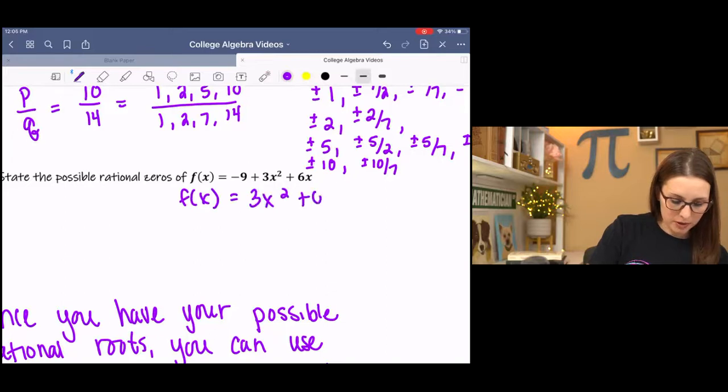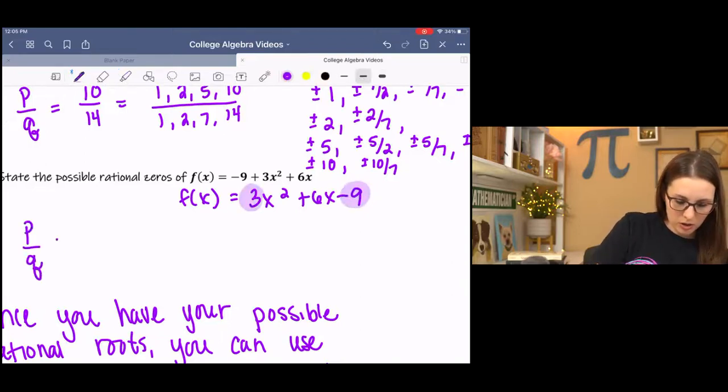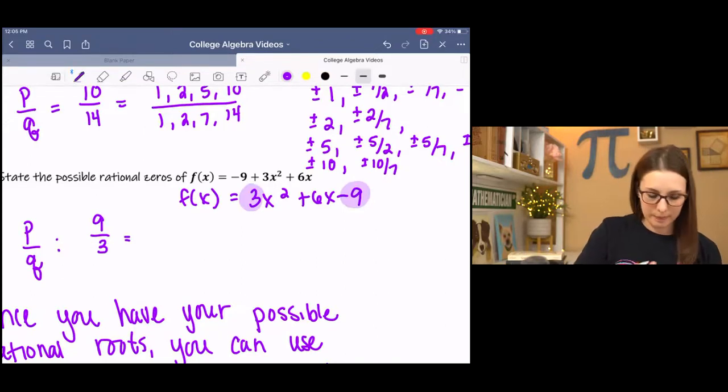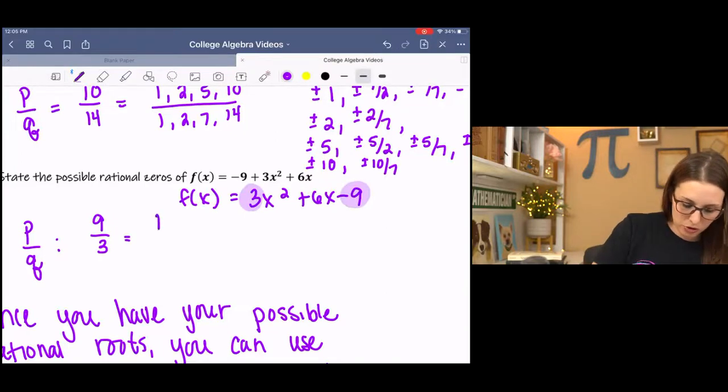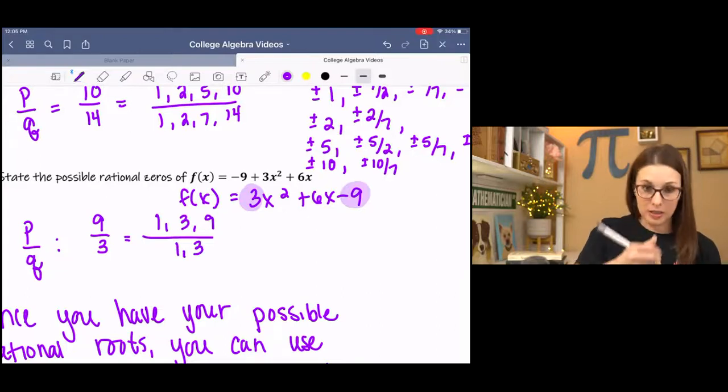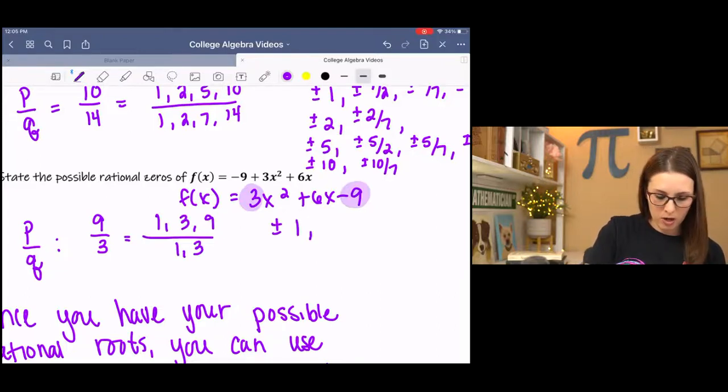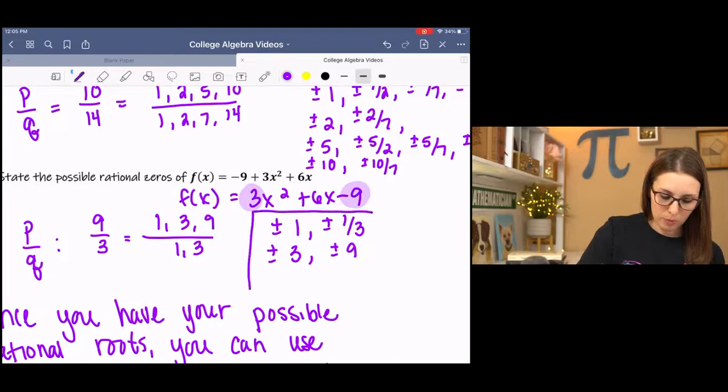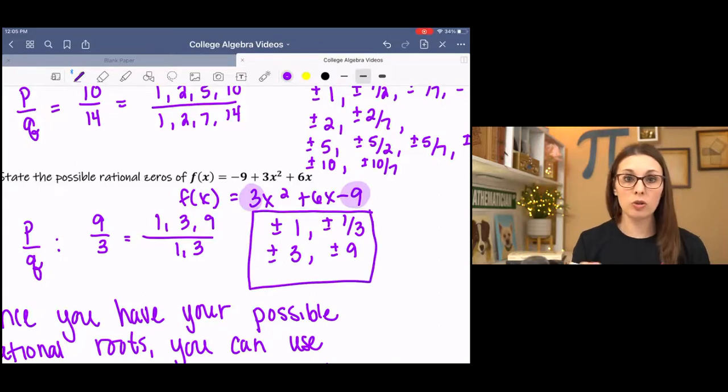3x squared plus 6x minus 9. You take the constant over the leading coefficient, 9 over 3. List out the factors: 1 times 9, 3 times 3, 1 times 3. And then list out your combinations. 1 over 1, 1 over 3, 3 over 1. 3 over 3 is just 1. 9 over 1, 9 over 3 is just 3. So these would be your possible rational zeros.